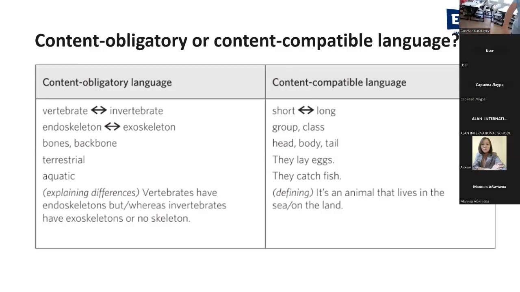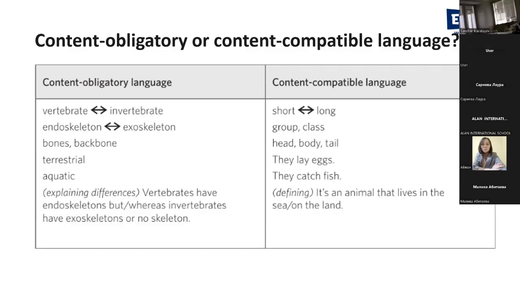If you are working with Science 3, page 18, it says here, calcium is a mineral that helps to build strong bones and teeth. I would say that calcium and mineral are the content obligatory language, and they will be supported. It will help students to talk about calcium as a mineral if they have the compatible language, such as helps build strong bones and teeth. So basically, it helps them to talk about the topic itself, for better understanding. That's why we need to associate content obligatory language with content compatible language. They go together.